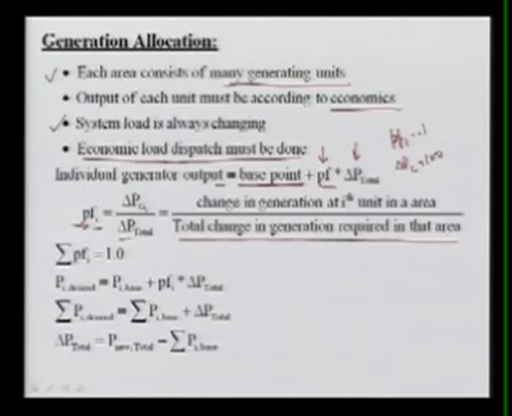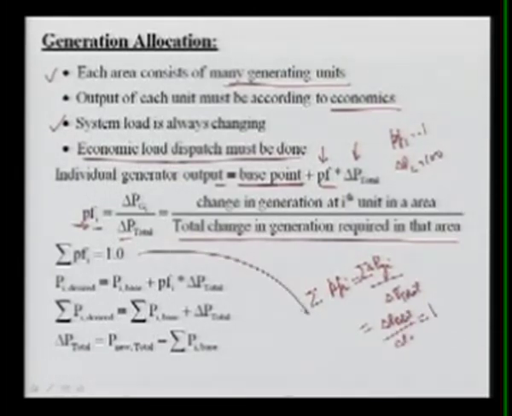Always this participation factor must sum to unity. Why? We can see this. Let's suppose PF of i is defined as change in PGi divided by change in P total. Now if you sum this, the sum of the generation of all the units is nothing but P total. So we get change in P total divided by change in P total, and this is unity.